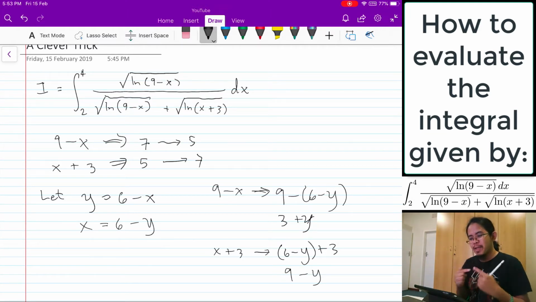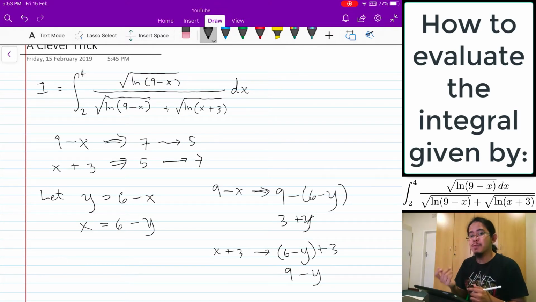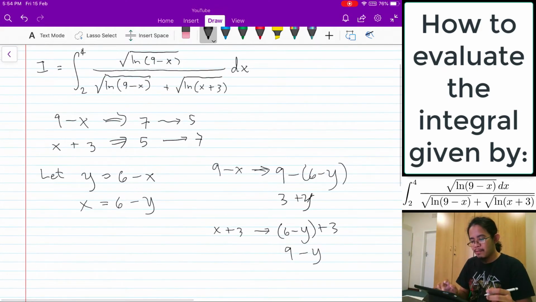So what we're doing is we change variables, okay, by looking at the property that the ranges that they assume kind of reverses the role when you go over the limits from 2 to 4, okay? So what happens is when you effect the variable substitution, let x be equal to 6 minus y, the expression in the numerator becomes of the form variable plus 3, and then in the denominator it kind of looks the same, okay? So let's do that variable substitution.